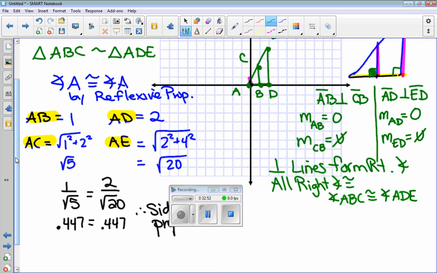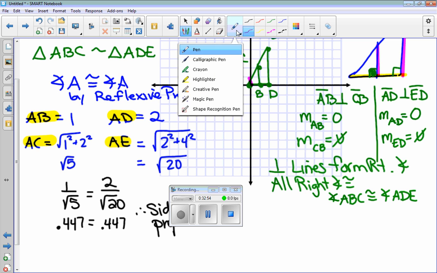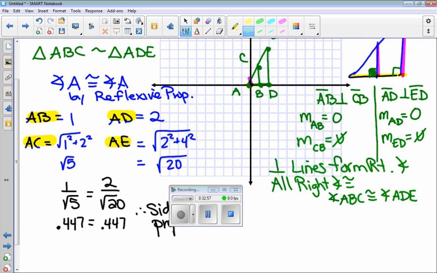So I need to now say, in this picture, that AB over BC is the same as AD over DE. I'm showing that the sides are proportional. So I'm going to show that AB over BC is the same as AD over ED. I'm trying to show that. Look at the context I'm using. Look at what you're communicating to me what you're doing.